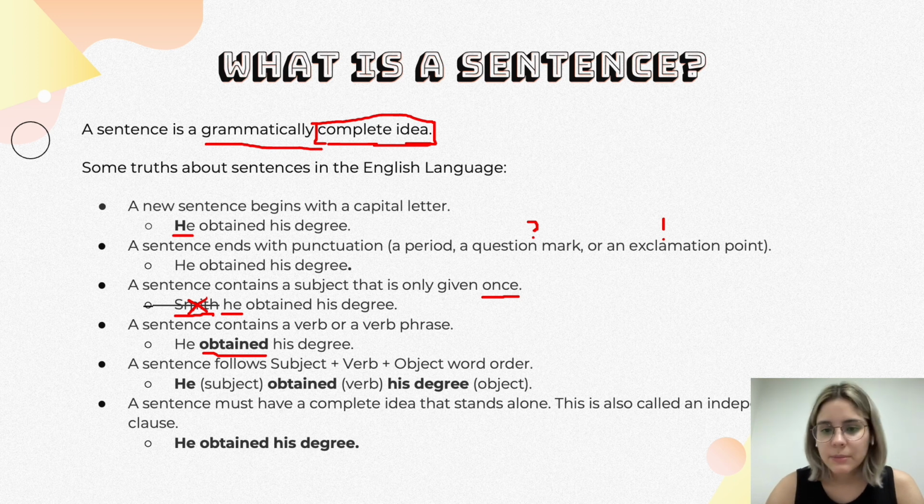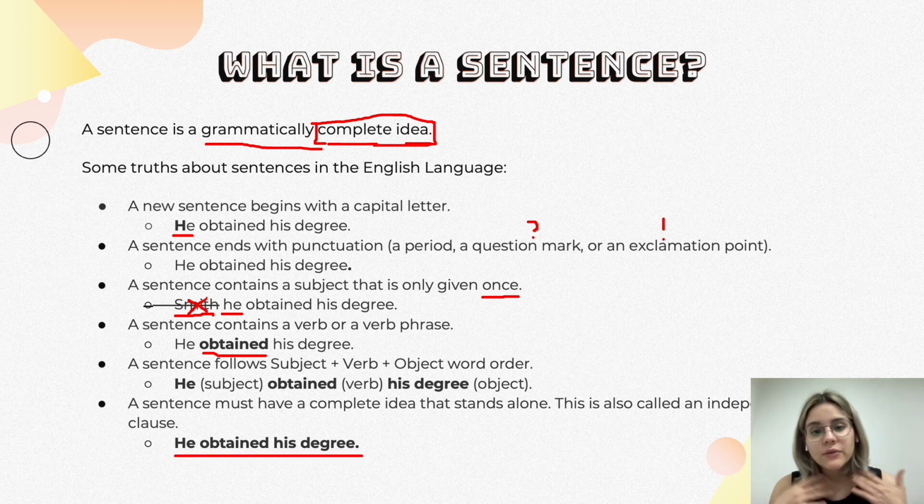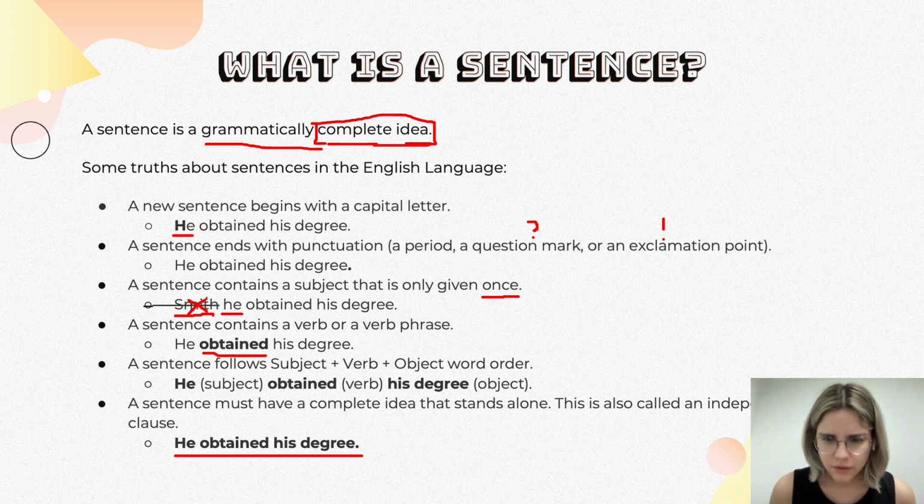Then for the last one, number 6, a sentence must have a complete idea that stands alone, and this is also known as an independent clause. Independent clause, okay? So our example is a sentence, but we can also call it an independent clause. Okay, makes sense? Great. If you have any questions, put them down in the comments, okay, and I'll answer them.